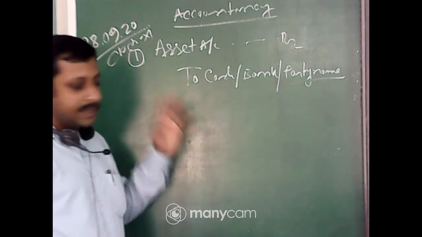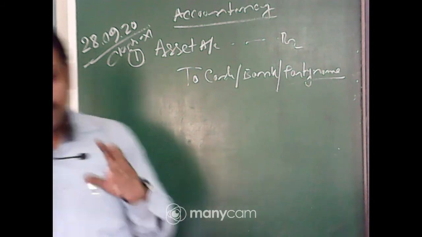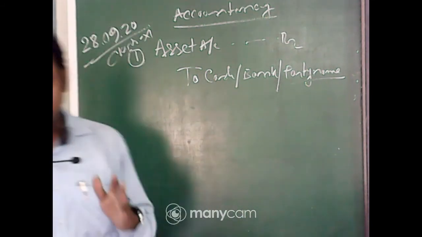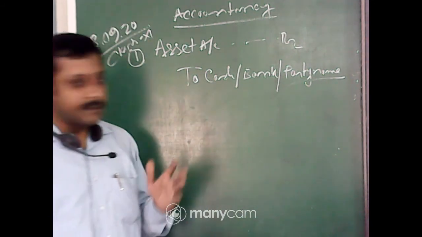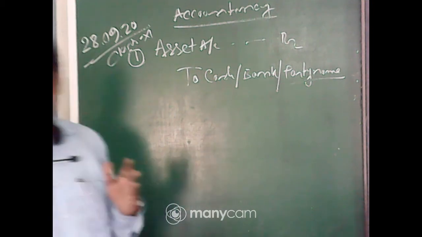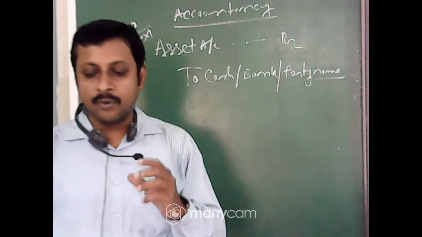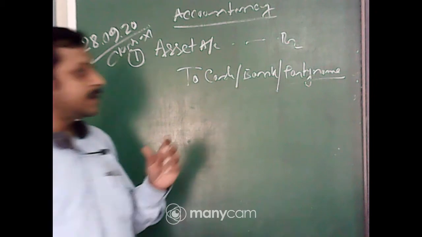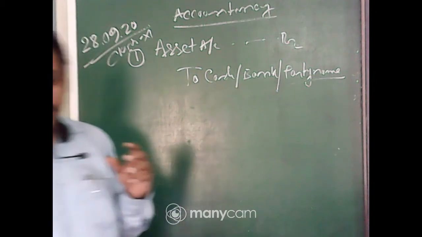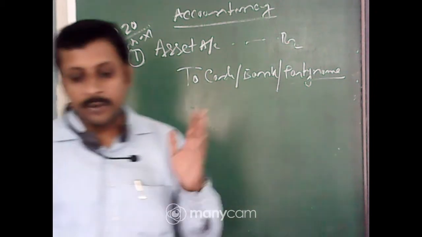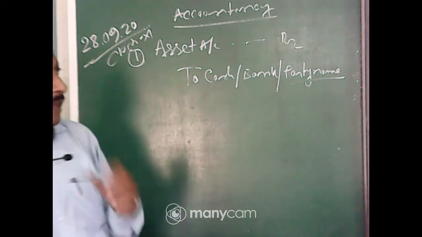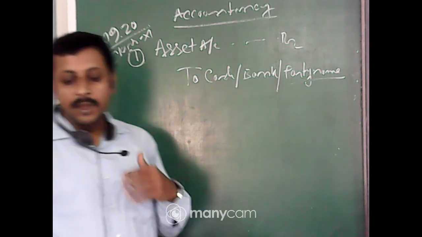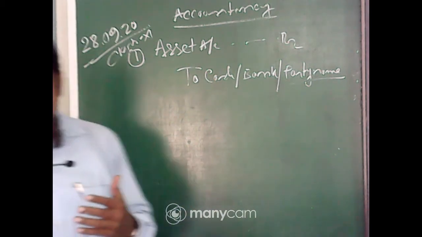But one thing you cannot treat as a cost: whenever you purchase machinery, there is GST, the goods and service tax. You cannot include it as a cost of the machinery, because you treat it as an asset, and you actually take credit for it.